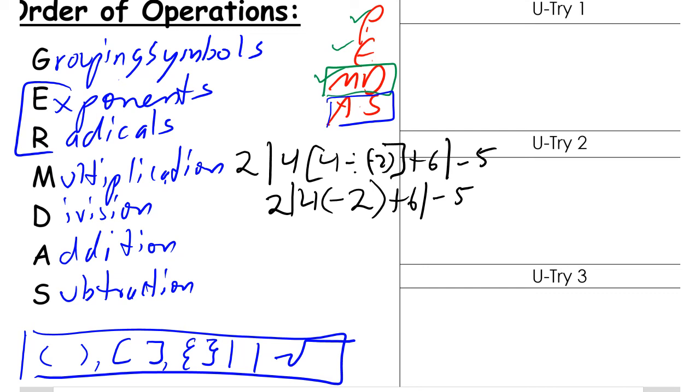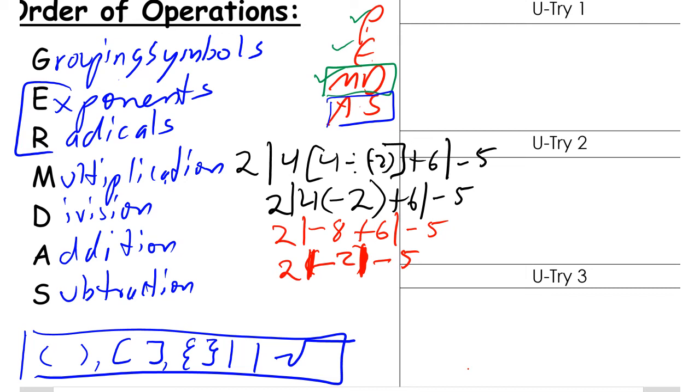And I'm still following PEMDAS inside the absolute value bars. 4 times -2 is -8. I bring down everything else that I haven't used yet. I'm still having to finish inside the absolute value bars. -8 plus 6 is -2. Now I've used, whoops, I haven't used them yet, have I? Absolute value bars are still there. Now I'm ready to take the absolute value of -2.